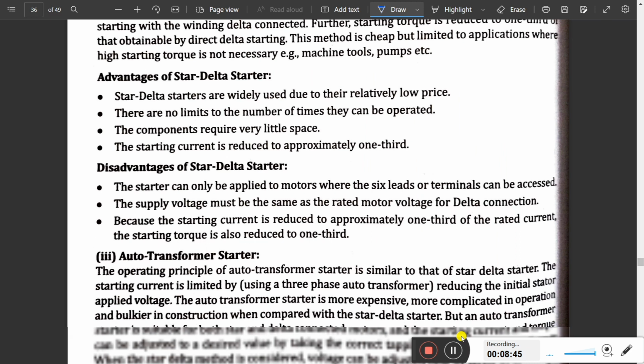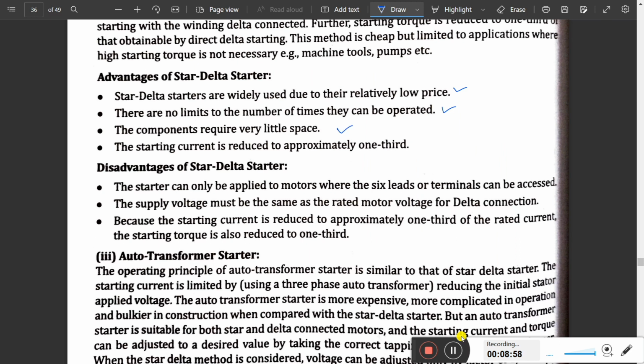Now we can go through the advantages of the star delta starter connection. The main advantages are a relatively low price and the number of times it can operate. The components required need very little space. The starter current is reduced to approximately 1 by 3.